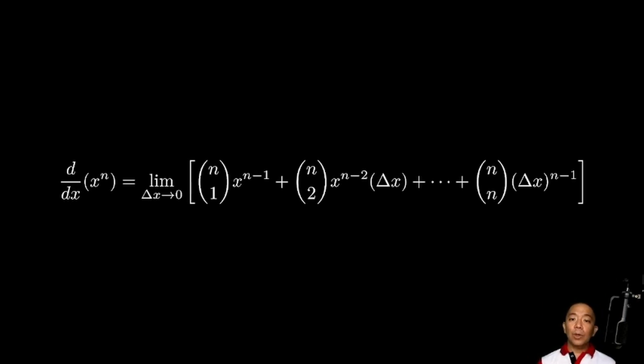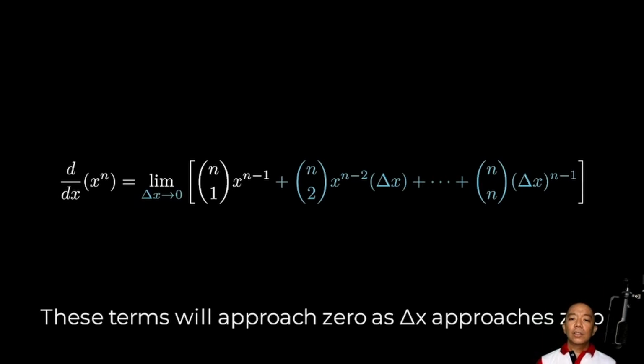But what are we doing? We are taking the limit of the expression in the brackets as delta x approaches 0. At sa lahat ng terms dun sa loob ng bracket, yung first term na lang yung walang delta x. So when we take the limit as delta x approaches 0, all those terms will approach 0 as delta x approaches 0. So let's evaluate that limit.